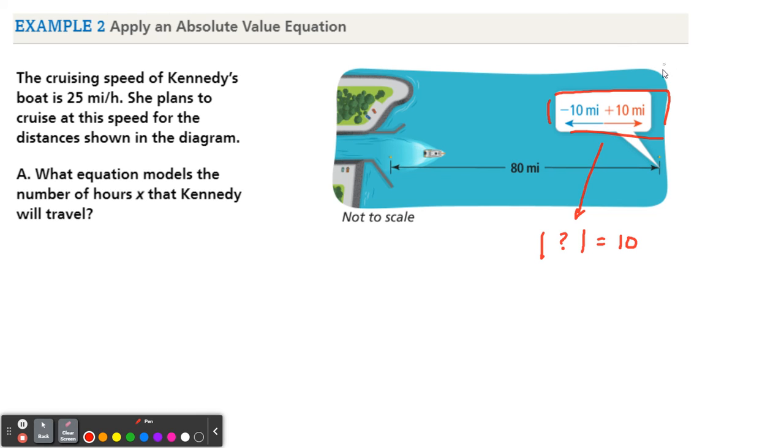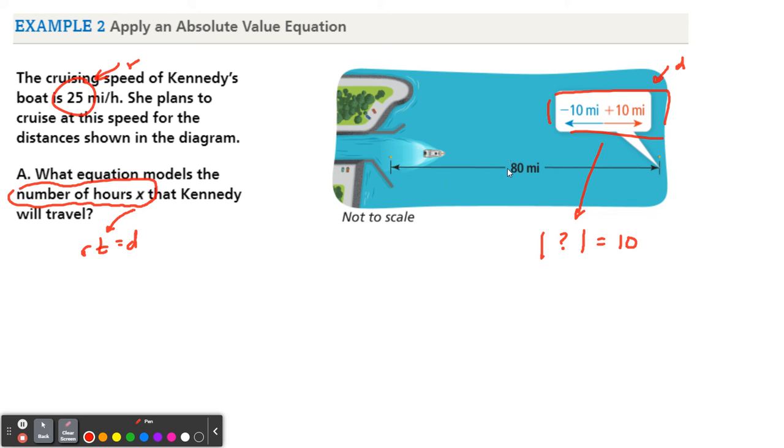Well, this right here is the distance, right? We need to write an equation that models the number of hours x that Kennedy traveled. Number of hours. So first off, we're going to do distance equals rate times time, or rate times time equals distance, whatever. Let me do rate times time equals distance to stay consistent. We want to solve this for time, or we're going to replace x for time. So our rate here is 25 miles per hour. So this is your rate.